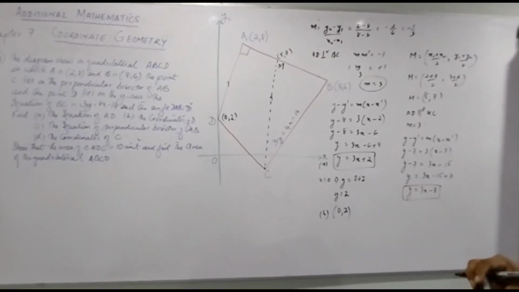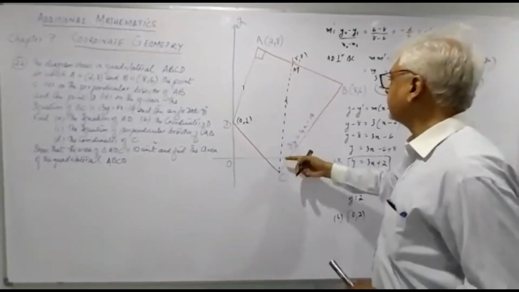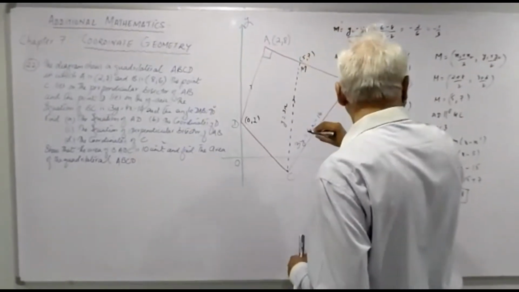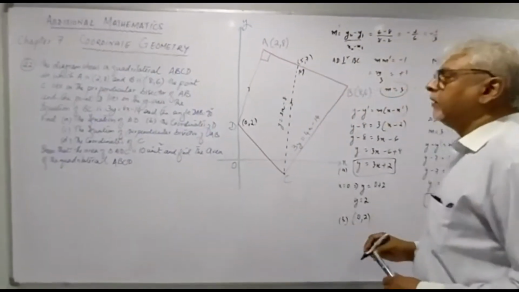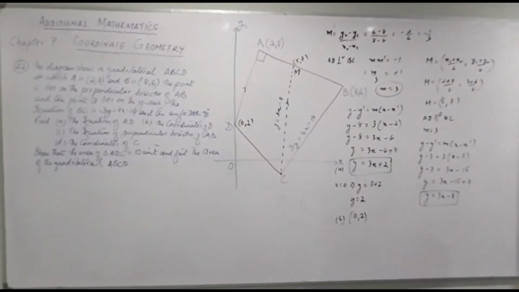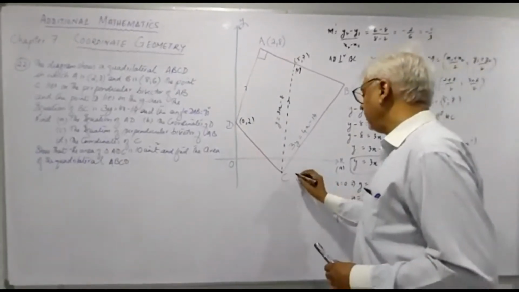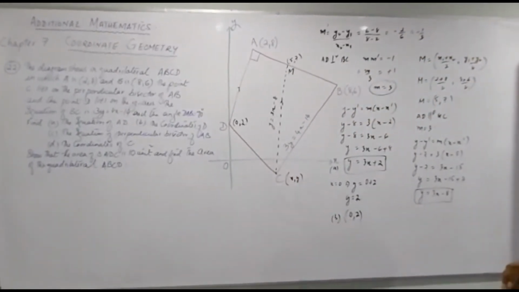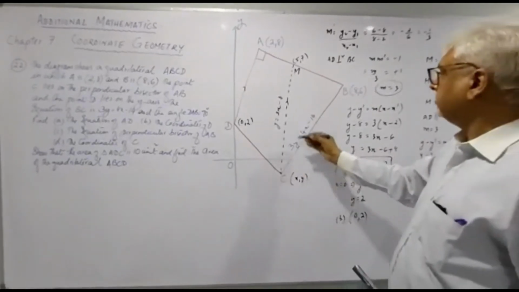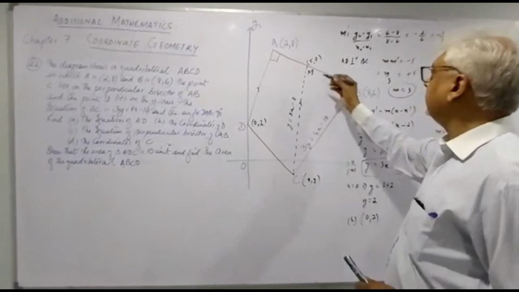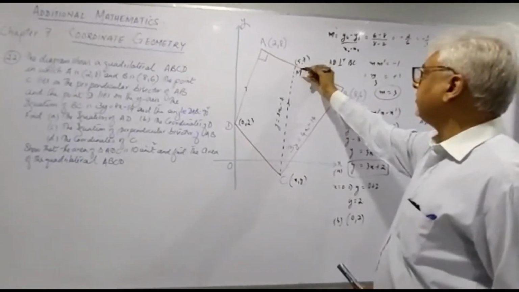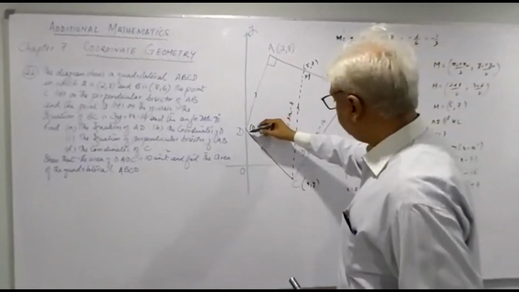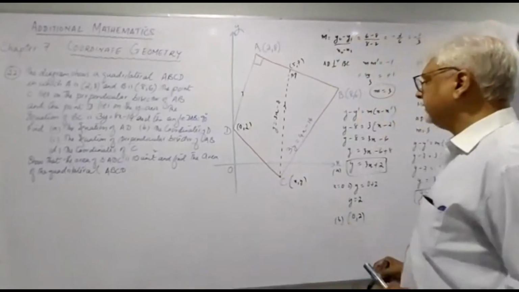So we now have the equation of the perpendicular bisector of AB. That is the equation, and I'll just write it down over here: y = 3x - 8. We now have to find the coordinates of C. What is C equal to? (x, y). So we know that M is (5, 7), and if you notice, BC and MC intersect at this point C.